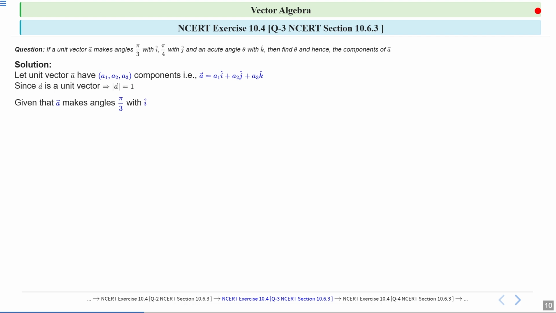Now let's focus on the information given. The vector A makes an angle pi by 3 with i cap, which is like a unit vector. This tells us about the relationship between A vector and the x-axis, right? Therefore, cos of pi by 3 will be equal to A1 upon magnitude of A vector. So, after solving this, we will get A1 is equal to 1 by 2 since magnitude of A vector is equal to 1. Clear? A1 is equal to 1 by 2, right?